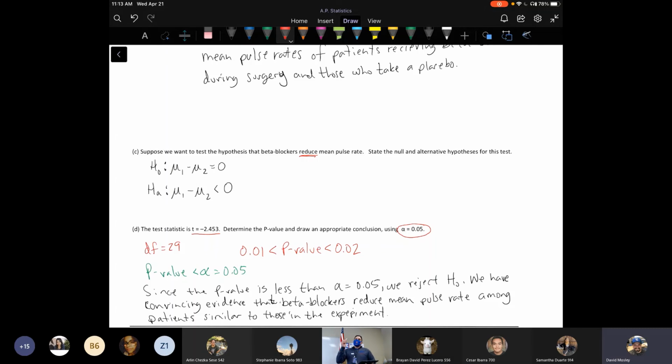So again, we need to add that little part at the end that says among patients similar to those in the experiment, because that's the only group of people we can make a conclusion about, because that's where our subjects came from, people similar to those. So when we perform this inference, we have to keep that as part of our context.